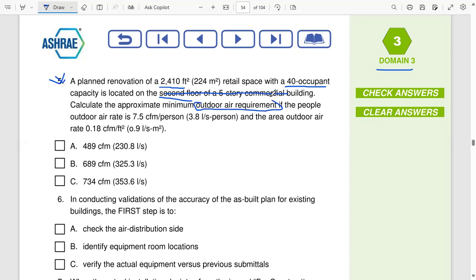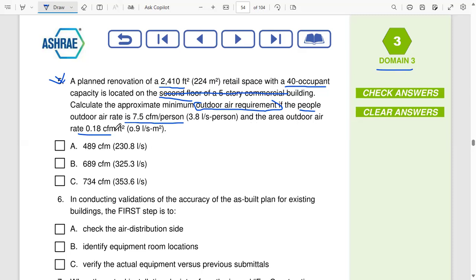Now, this is from ASHRAE 62.1. There's a few more information here. People outdoor air rate is 7.5 CFM per person. We need it. And area outdoor air rate is 0.18 CFM per square foot. Now, this is a very, very simple and straightforward question from ASHRAE 62.1. You are expected to get a few questions like this in the real exam.